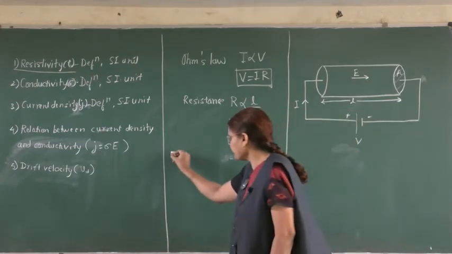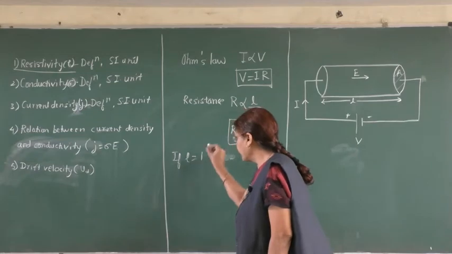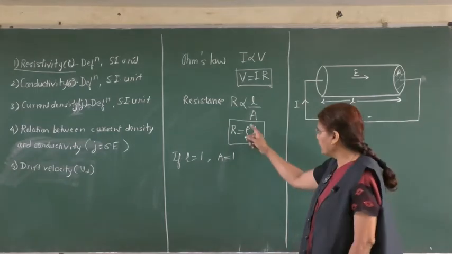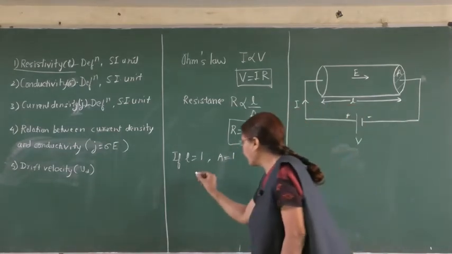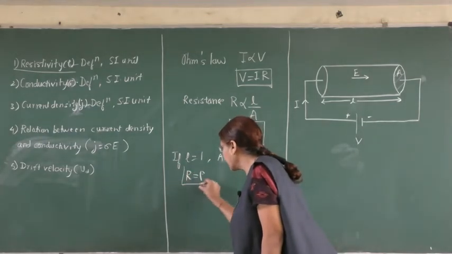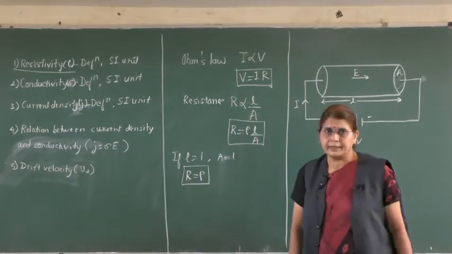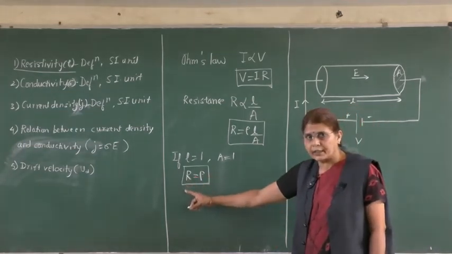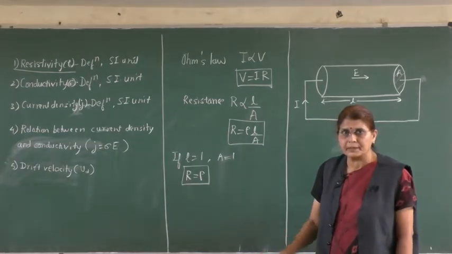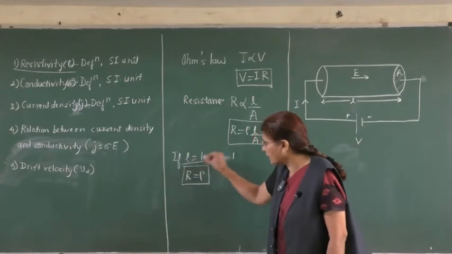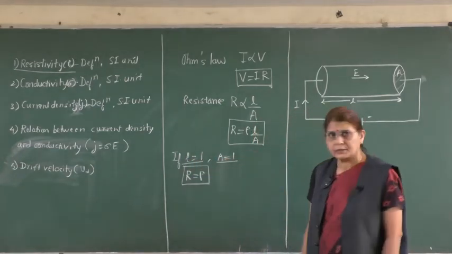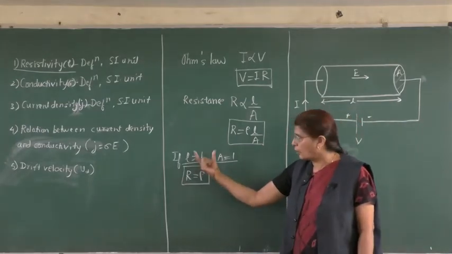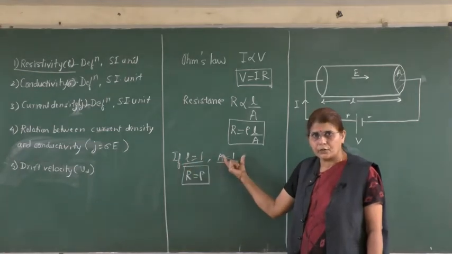That is, if length is 1 and A is 1, unit values. Then if you put L and A as 1 each, you will have R equals rho. And this will define the resistivity. So what is resistivity? Resistivity is nothing but resistance of a conductor. What should be the dimensions of that conductor? For that conductor, length is 1 and area of cross section is 1. That is, resistivity is the resistance of a conductor of unit length and unit area of cross section.